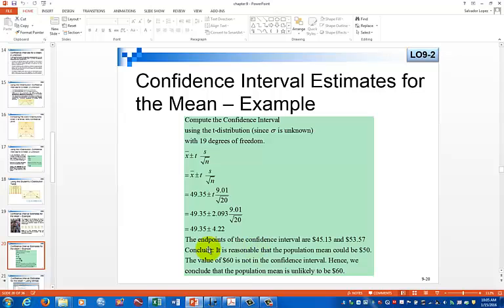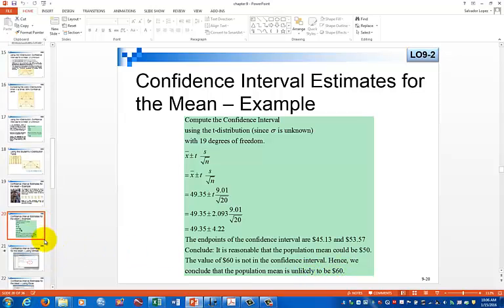Okay, so the endpoints of the confidence interval are 45.13 and 53.57. The conclusion is, it is reasonable that the population mean could be $50 because it's between those two. The value of $60 is not in the confidence interval. Hence, we conclude that the population mean is unlikely to be $60.